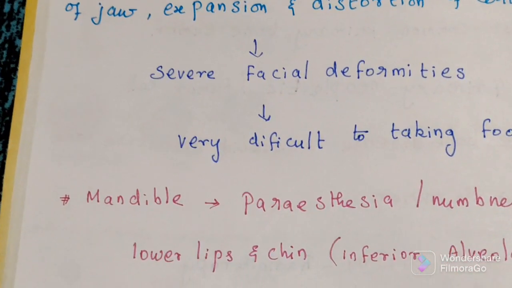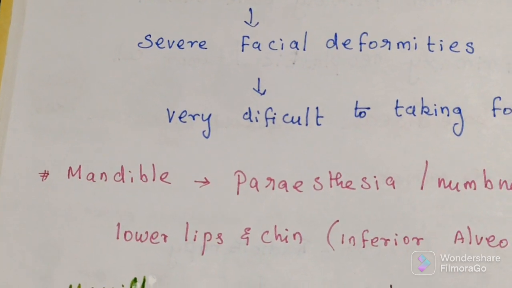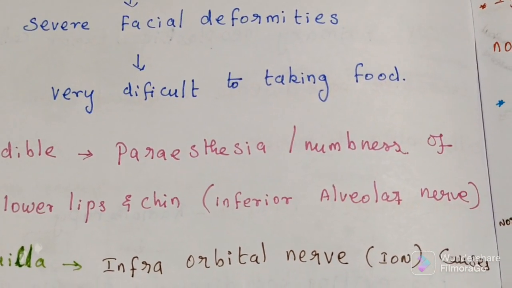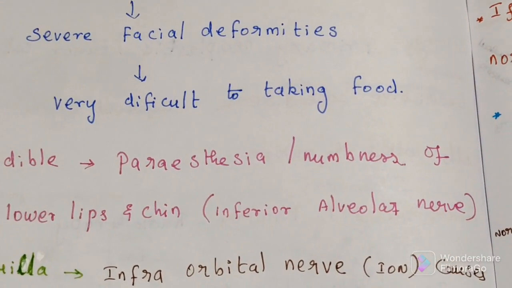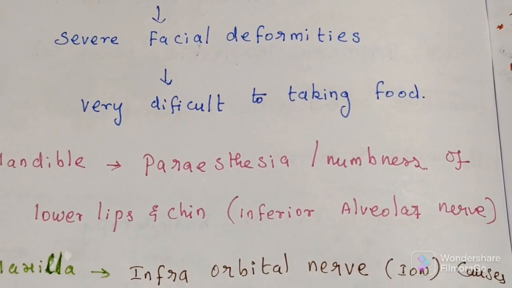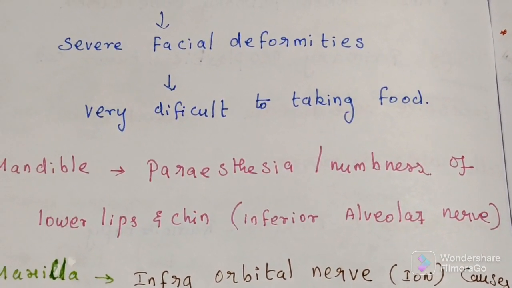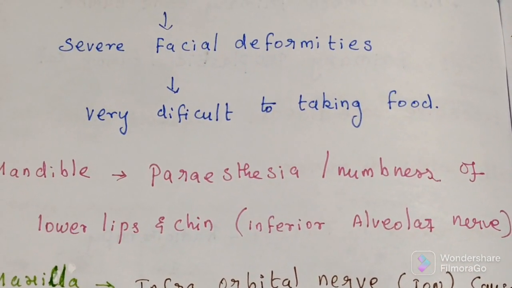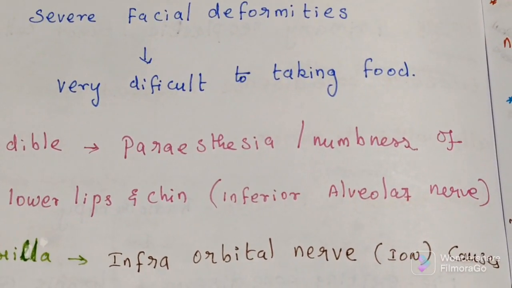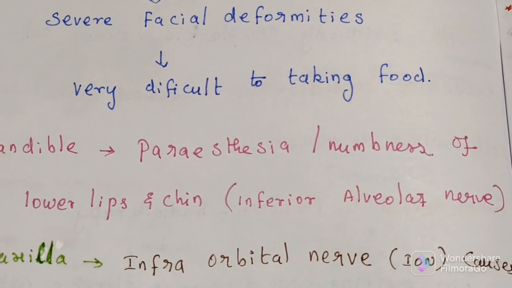Next, discuss the mandible. There is going to be paresthesia or numbness of the lower lip and chin. This most commonly involves the inferior alveolar nerve.